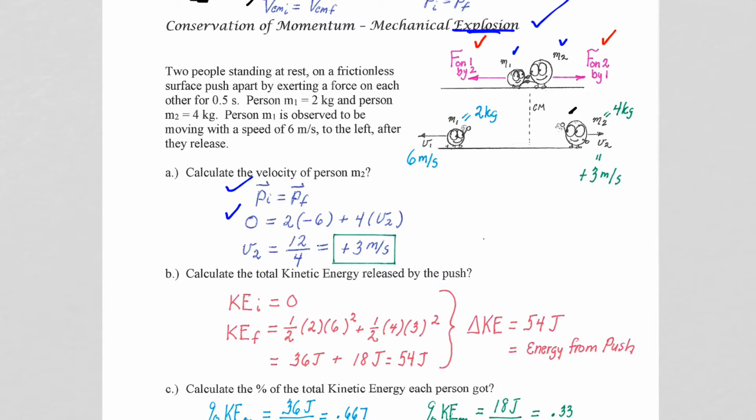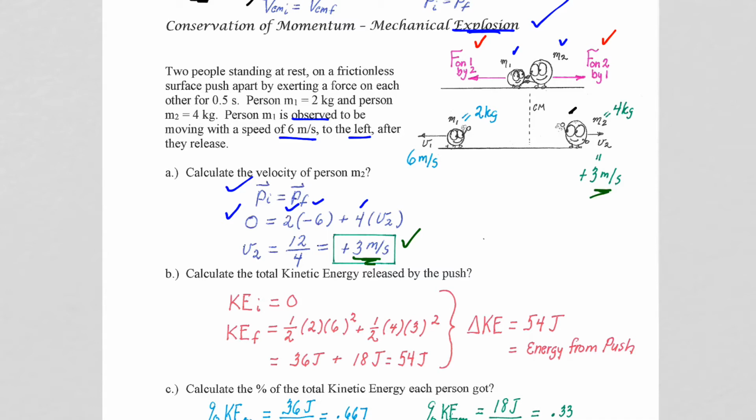They push apart, and we are told that person M1 is observed to be moving at a speed of 6 meters per second to the left. So that's why we have the M1 person moving to the left at 6. We know the mass of particle 2, so we can very quickly solve for the speed of particle 2, and yes, it is going to be less than the speed of particle 1 because particle 2 is more massive, twice as massive, and actually has half the speed.